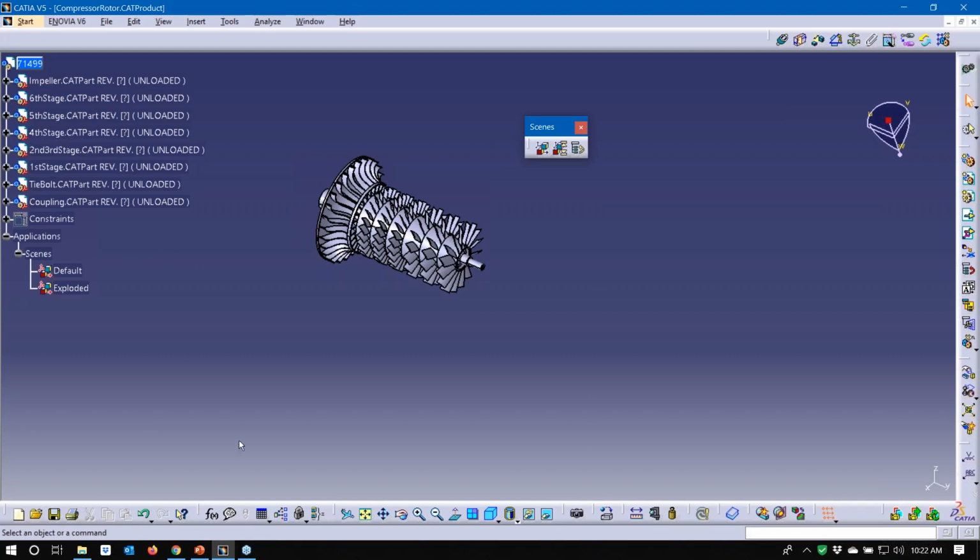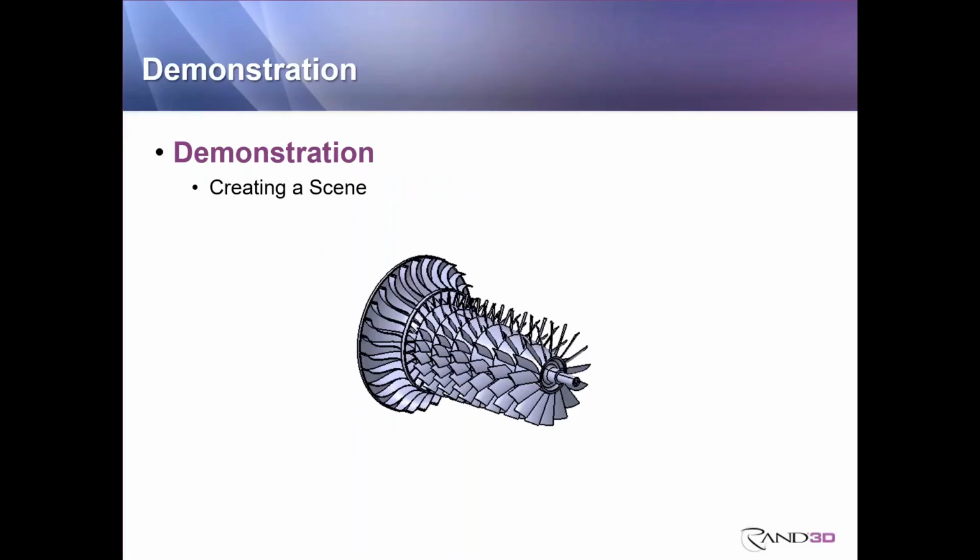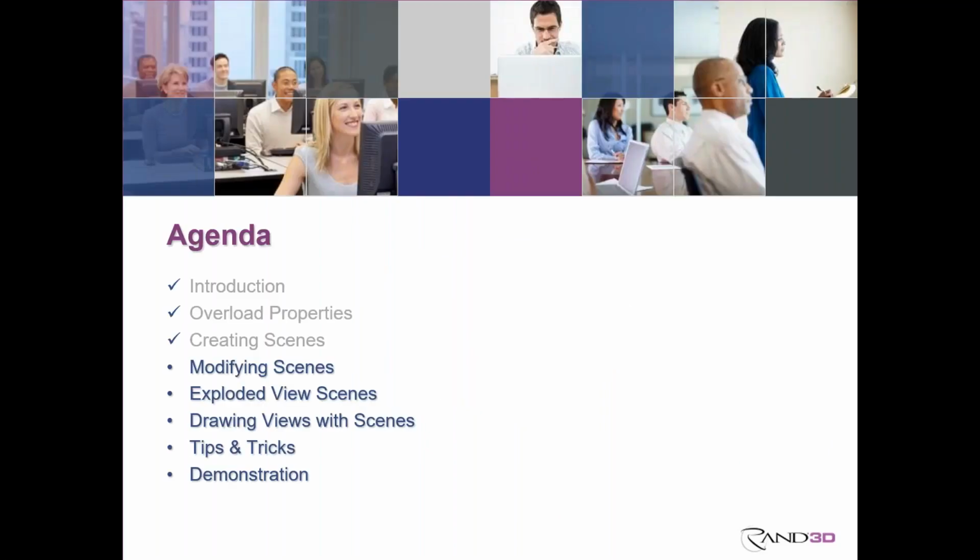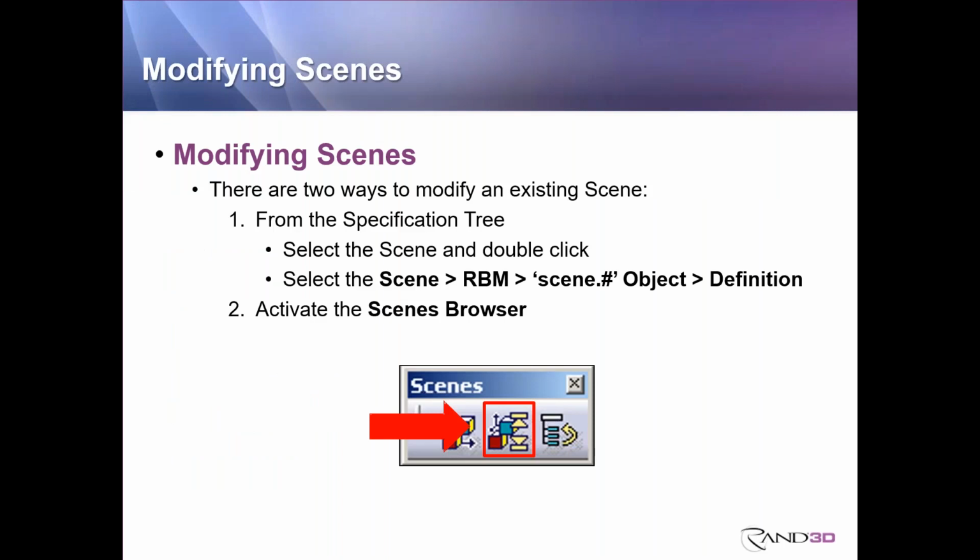Okay, so that's generally how we build a scene. I'll come back and talk about the difference between partial scenes and full scenes in a moment. I come back here to my slides. Modifying a scene. So after you build it, how do we make modifications to it?